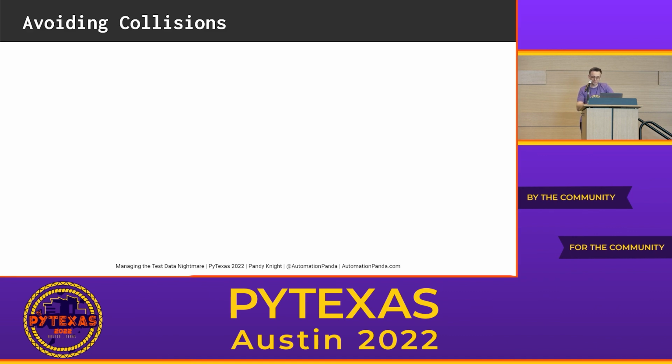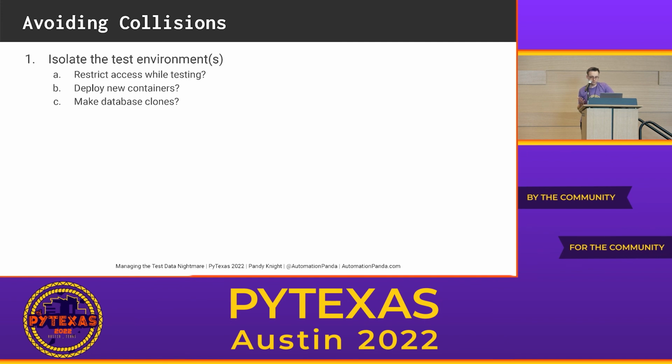You've got to take additional considerations to avoid collisions. First and foremost, isolate your test environment. As much as possible, please isolate your test environments. Prevent external actors from interrupting your tests. If you have a shared test environment, block other folks from accessing the system when tests are running. You might need to schedule tests during off hours, like overnight.